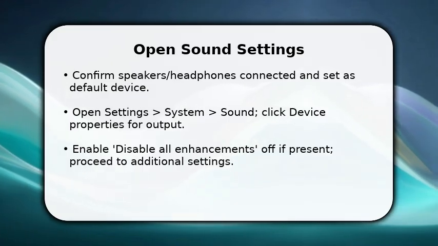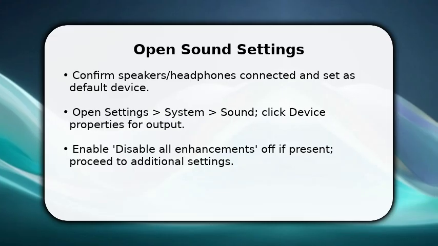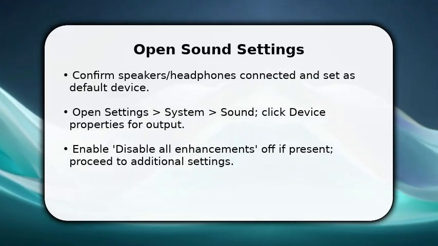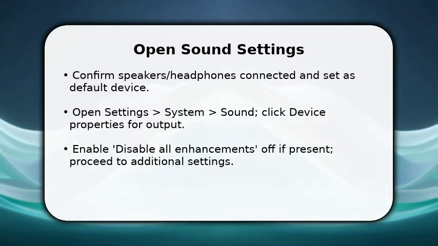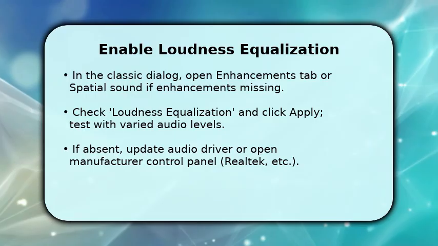If an enhancement toggle exists, leave it enabled. You are setting the stage, so Windows can apply the equalization filter to the active playback device right away. Now you enable the equalizer feature itself.